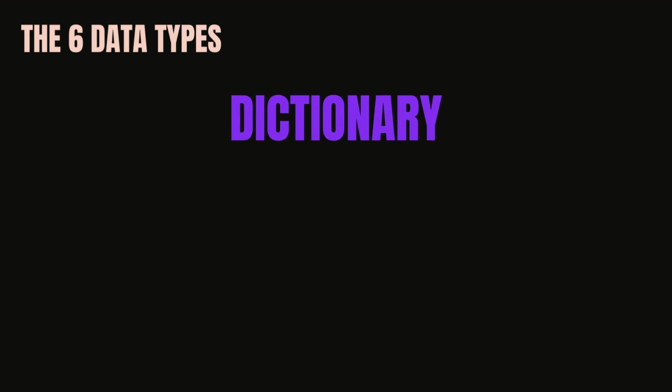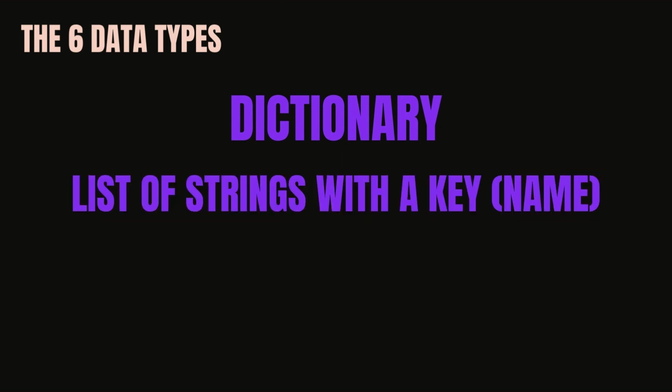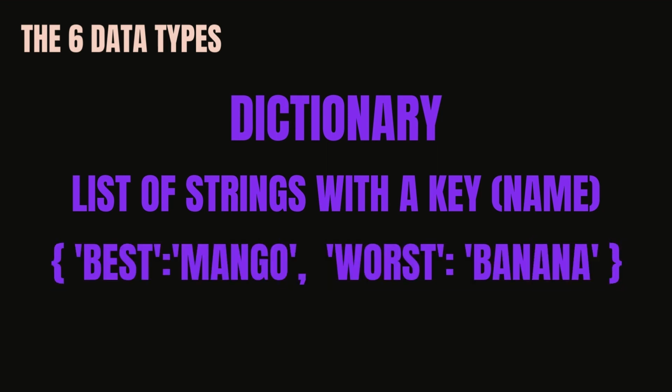Dictionary. This is the same as an array, however each item in the list has a key or name with it. For example, this is the same list of fruits as before, however each fruit has a name with it. In this case, we use the name to say which fruit is the best and worst. So, for example, the name of the mango is best. If we wanted to add apple to the dictionary list, then we could use the name good or medium as the name for the apple.